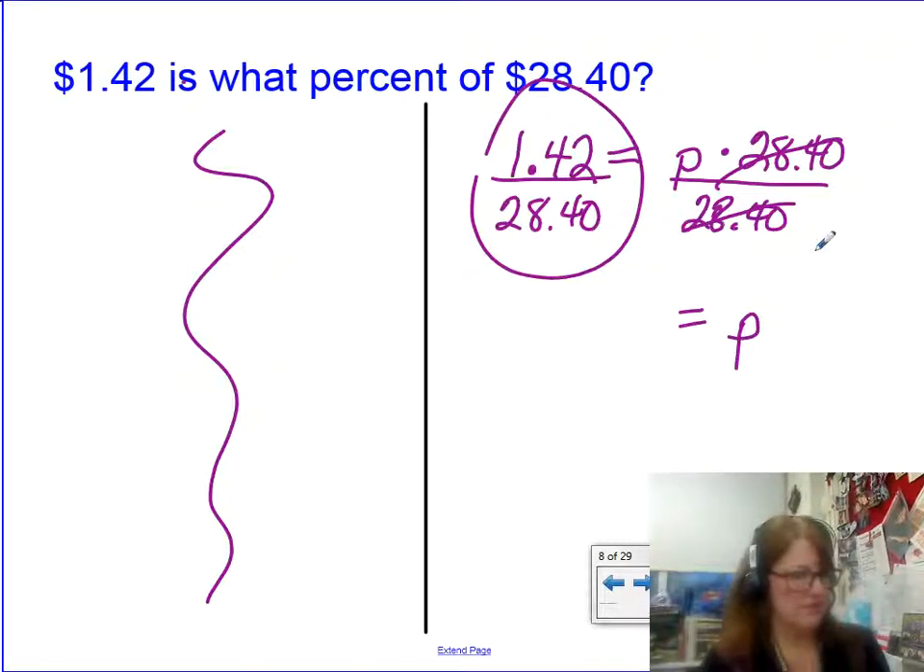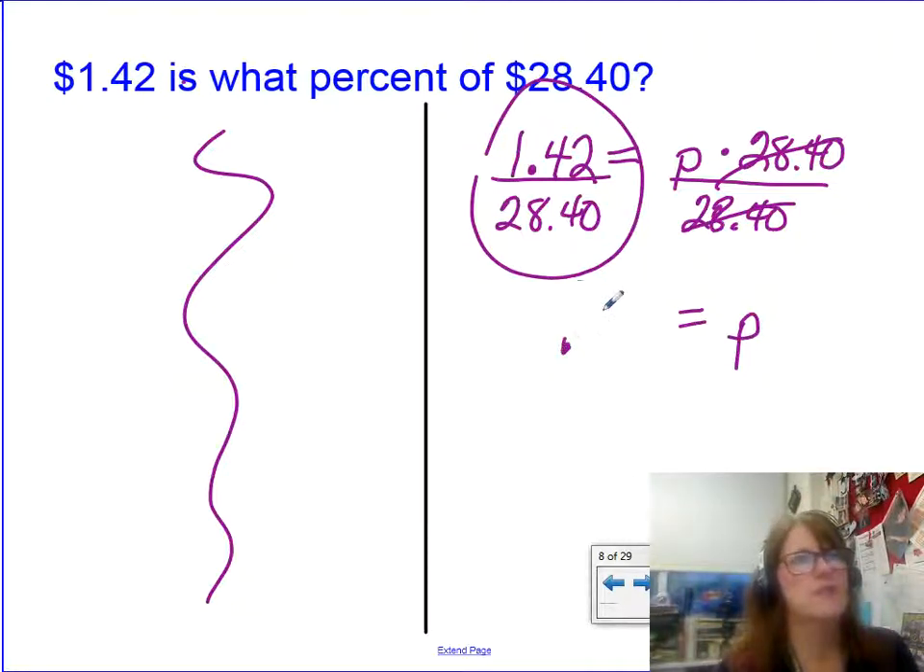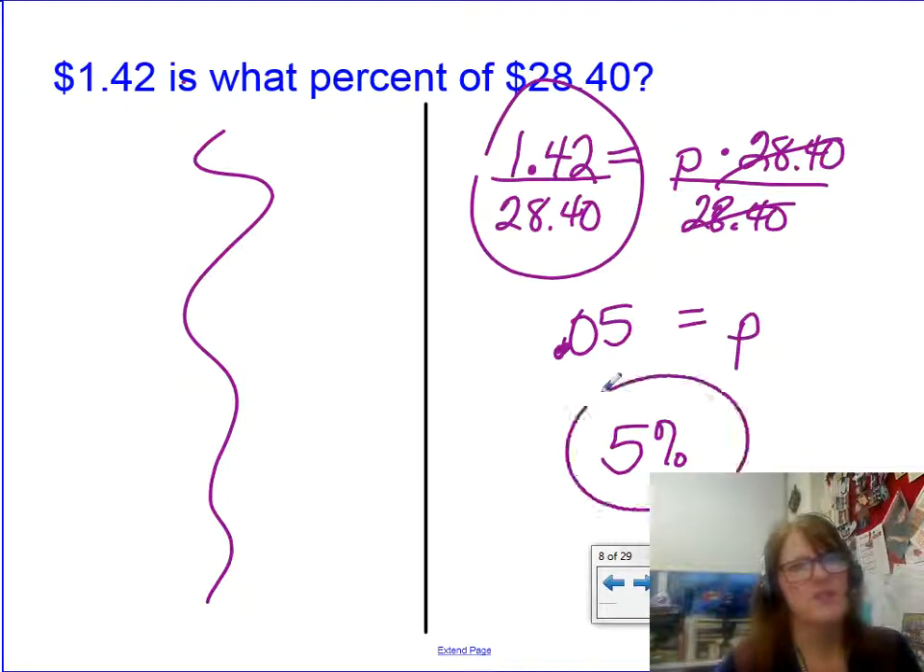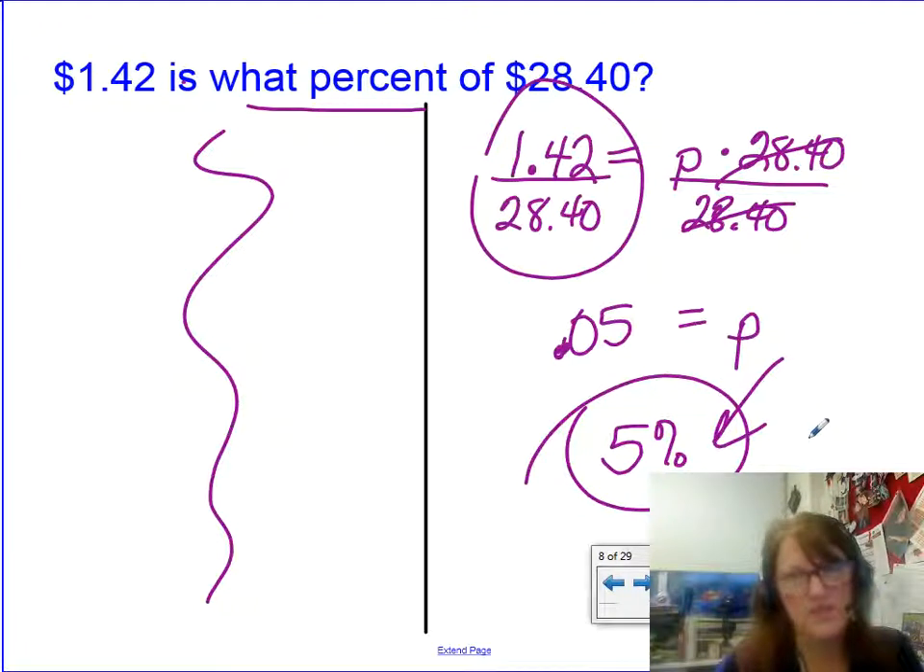$1.42 divided by $28.40. Oh, here's a weird coincidence. I should have picked a better example. I get the same decimal, 0.05, which is 5%. If you're looking for percent, make sure you write your answer as a percent. Okay? Easy peasy lemon squeezy.